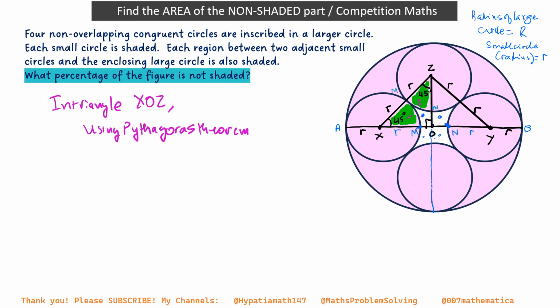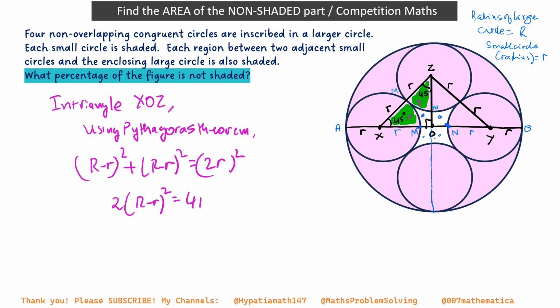So using Pythagoras theorem, what we have is R minus r square plus 2r square. So you'd have 2 times r minus r square is 4r square, and that's 2, so R minus r would be square root of 2r. So we can say capital R is 1 plus root 2 times small r. So this value of capital R we will be using in the other one.